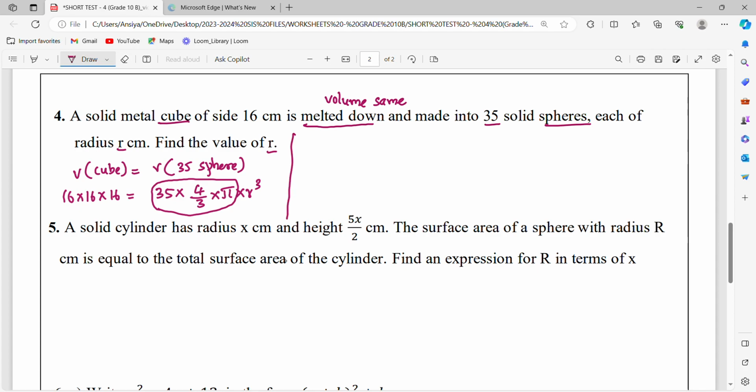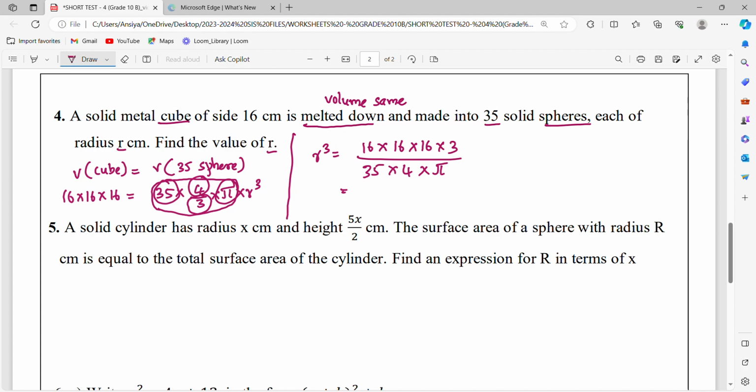So I am writing r cube is equal to, already 16 times 16 times 16 is there, and the 3 is getting divided, which will become multiplication. 35, 4, pi, everything multiplying here, so it becomes division. 35 times 4 times pi. Okay, we will see with the calculator.